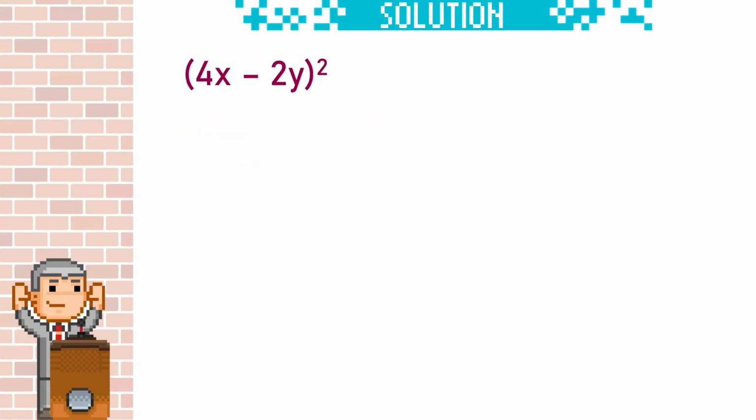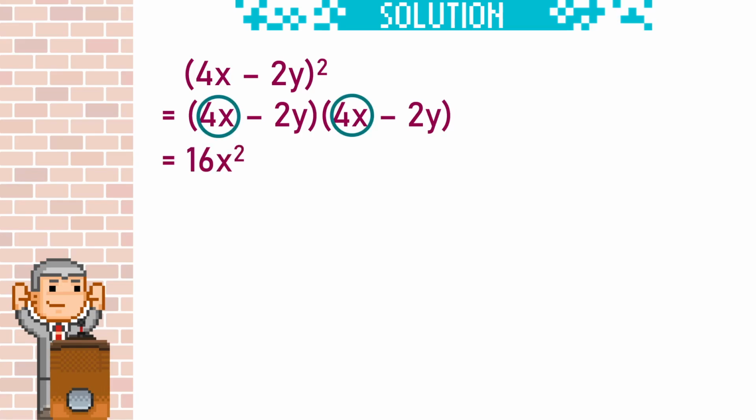When a bracket is squared, we can write it twice to make it easier to expand. To expand a quadratic, which we have here, because it's 2 sets of brackets, we need to multiply each term in the first bracket by each term in the second. So let's start with the 4x and the 4x, which gives us 16, because 4 times 4 is 16, and x times x is x squared.